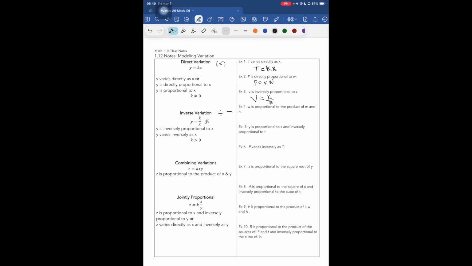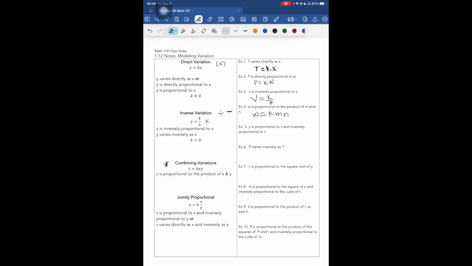Okay, example 4, it says w is proportional to the product of m and n. So this means that we are using more than one variable. So as you can see down here, when we're combining variations, when there's more than one variable, we call this the product. So w is proportional, so we're going to put my k, my constant k, to the product of m and n. And remember that when we have variables right next to each other, it means that we are multiplying them all out.